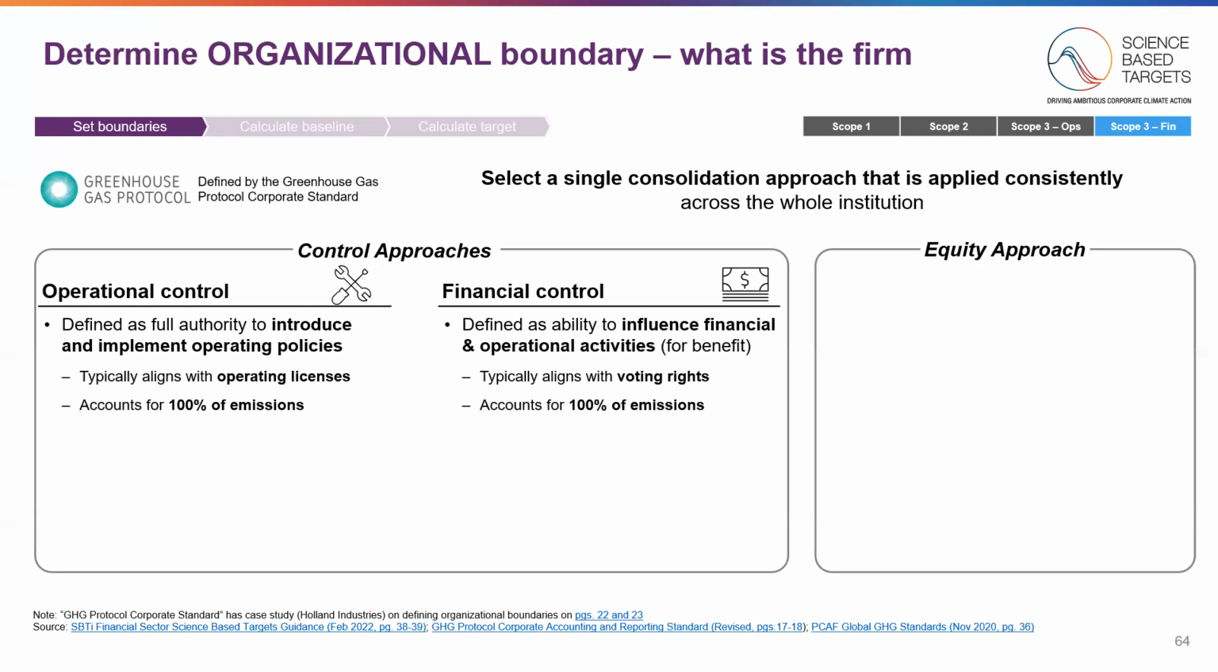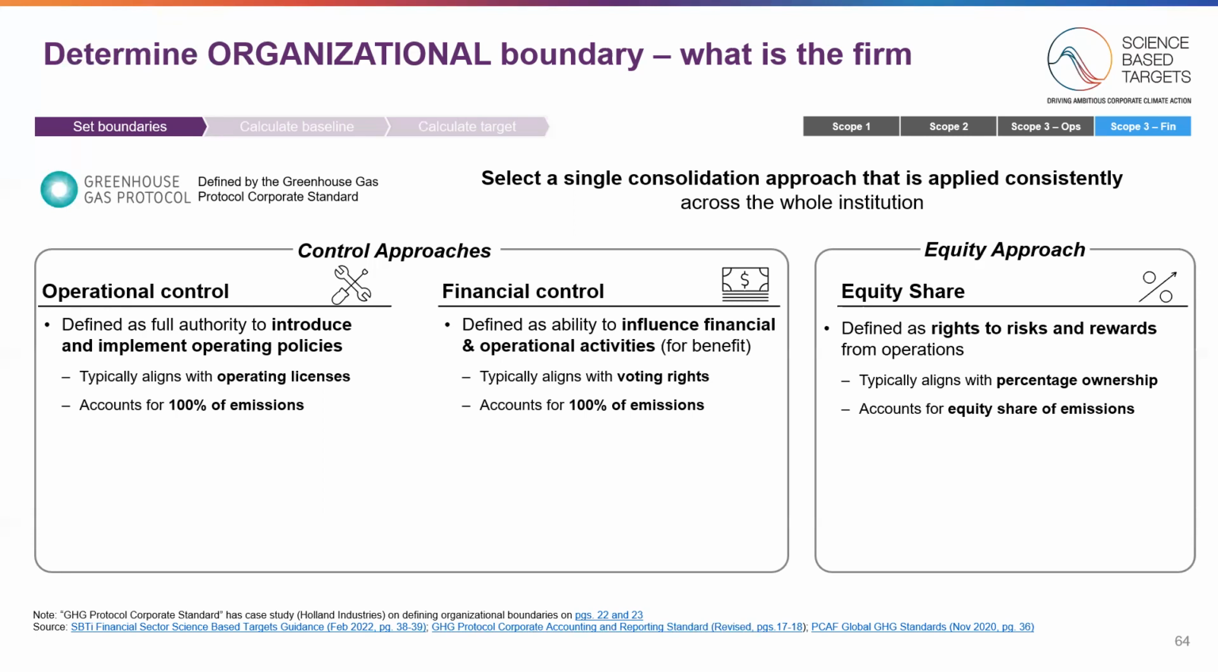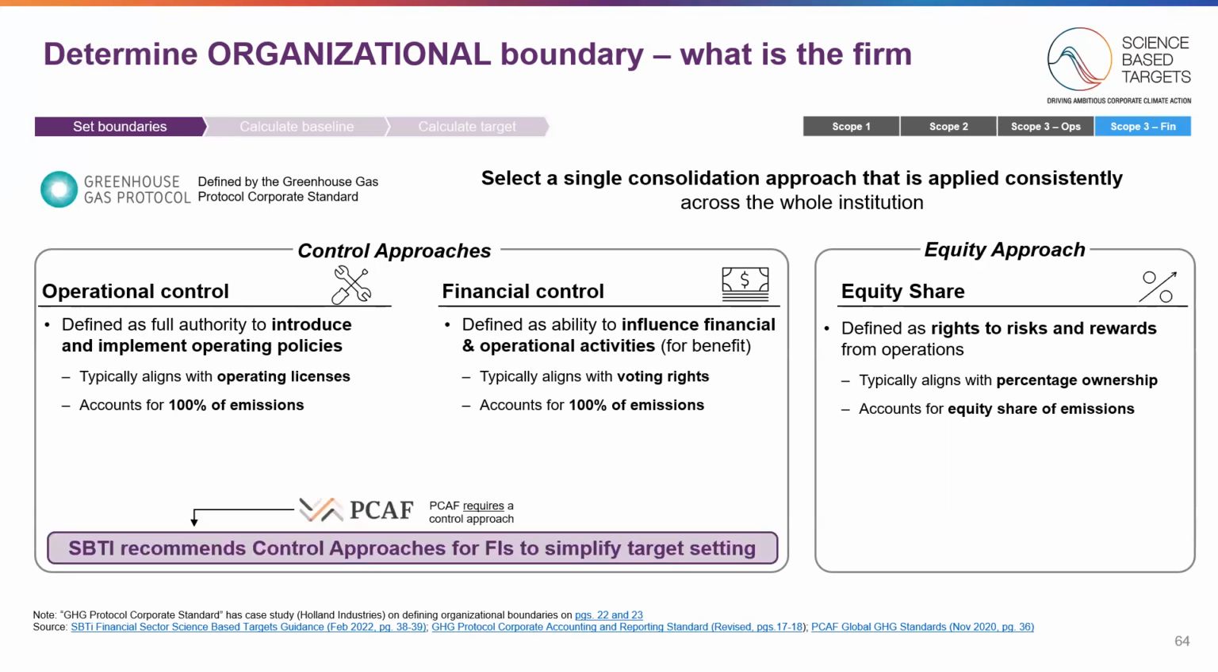The other consolidation approach is the equity share method. This is more common for companies with complex owner-operator agreements. It determines emissions based on the percentage of equity a company has in a particular operation or entity. In other words, if a company owned 9% of another company, you'd account for 9% of that company's scope 1, 2, and 3 emissions.